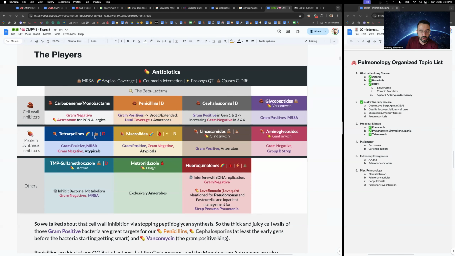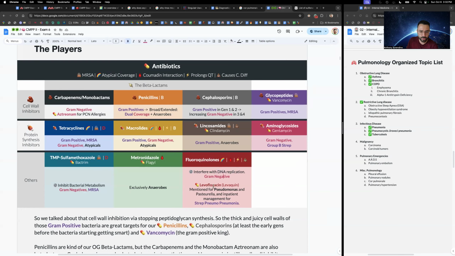And then you have to think about this too. These are the cell wall inhibitors, but because of the weirdness of the atypical bugs, you need to break out a protein synthesis inhibitor, or I think this is a folic acid, oh no, a DNA replication inhibitor. Some of these can cause C. diff. I feel like that's not that important.